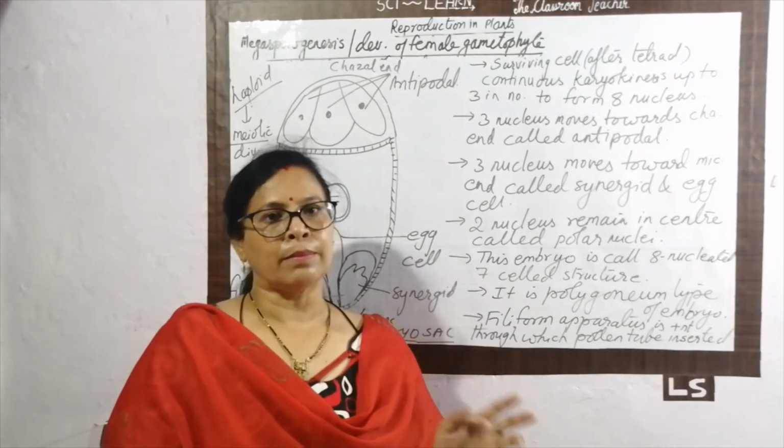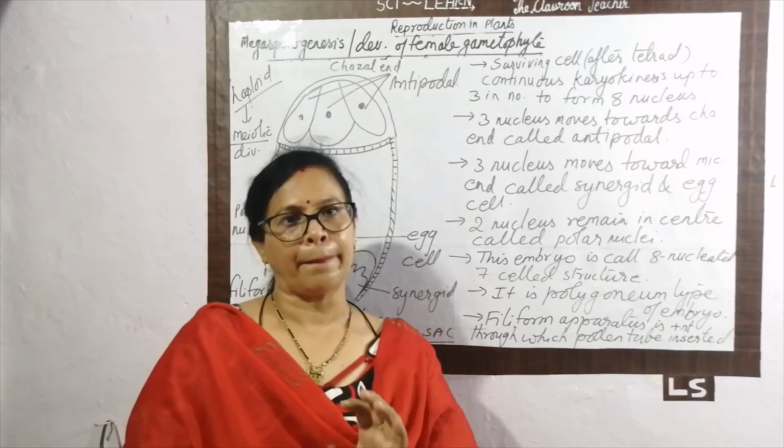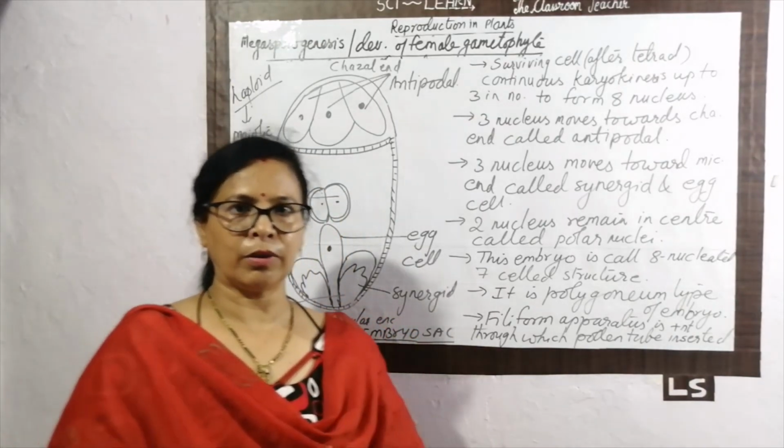Must remember, this is a monosporic development. It is also called the polygonum embryo sac. Okay, all for today.